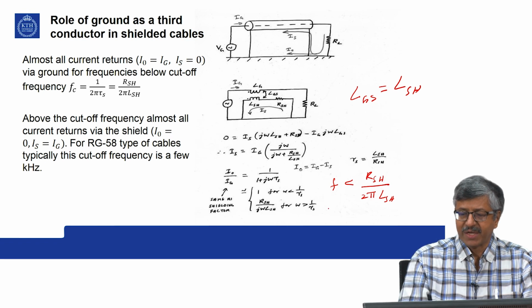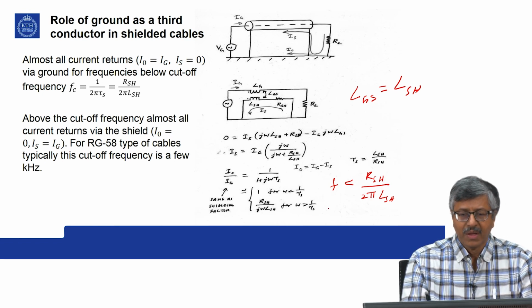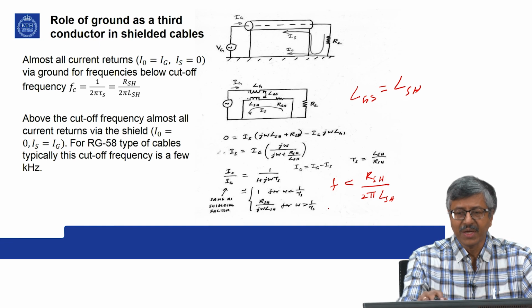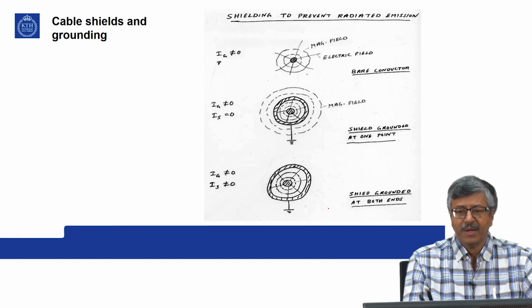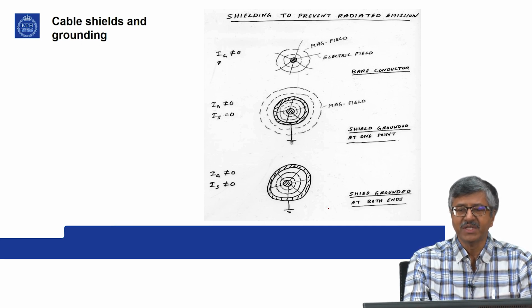And this is above that. So, here you see how the ground is functioning. Cable shields and grounding. Often a cable shield can be used to prevent radiated emission from the wires, the signal wires.